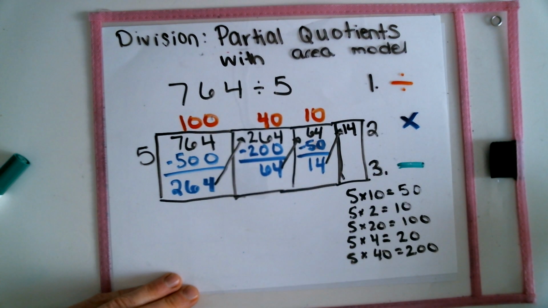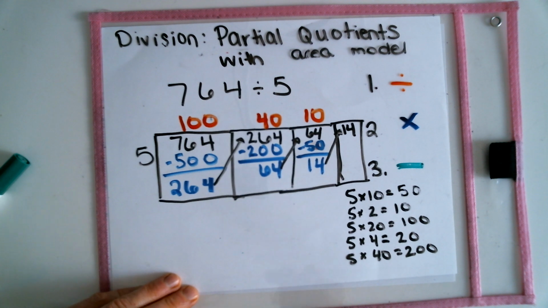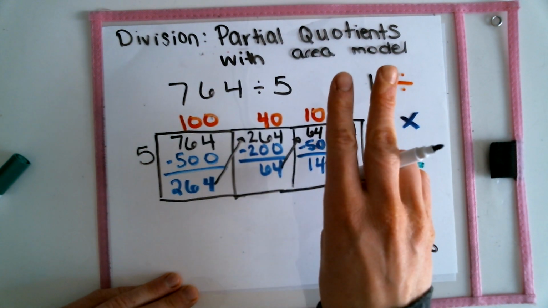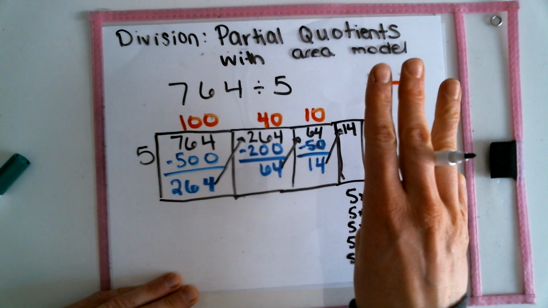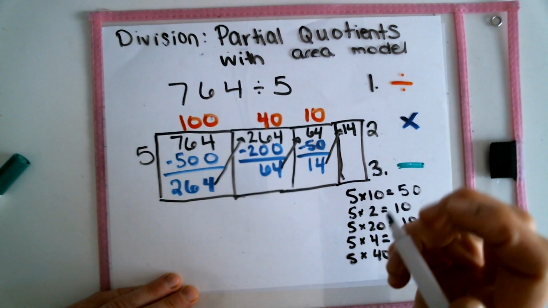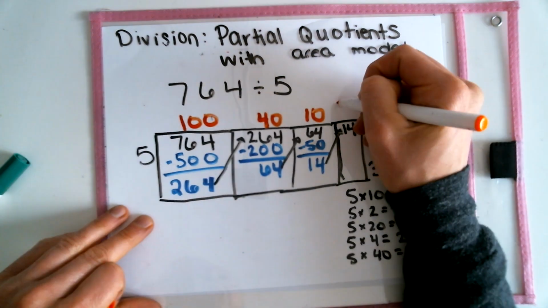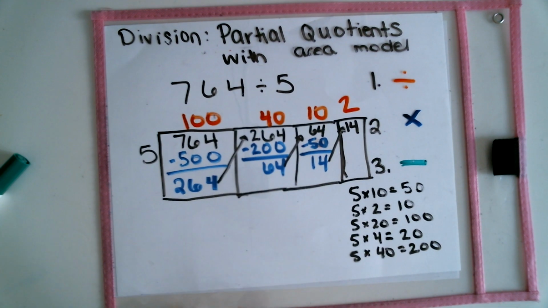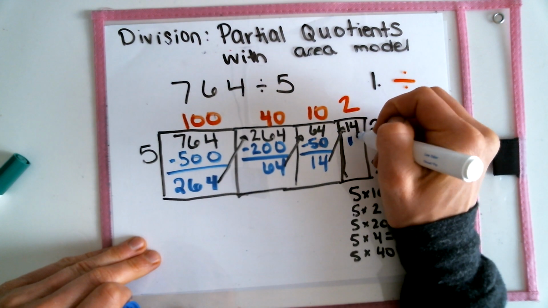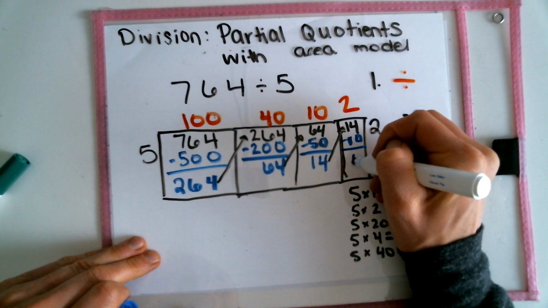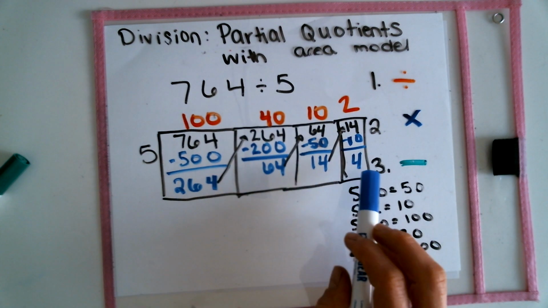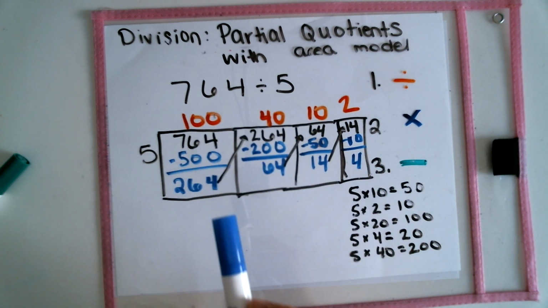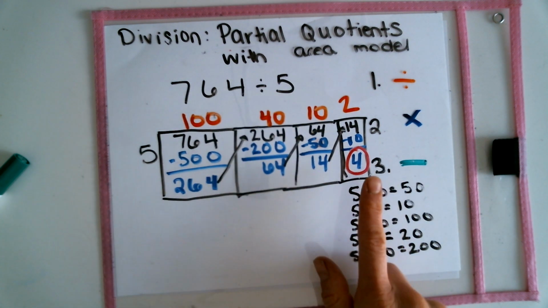All right. How many times can 5 go into 14? 5, 10, 15. 15 is bigger than 14. I can pull out 2 groups of 5. 5 times 2 is equal to 10. 14 minus 10 is 4. 4 is smaller than 5. I cannot pull out any more equal groups. My 4 is my remainder. Do not forget to circle.